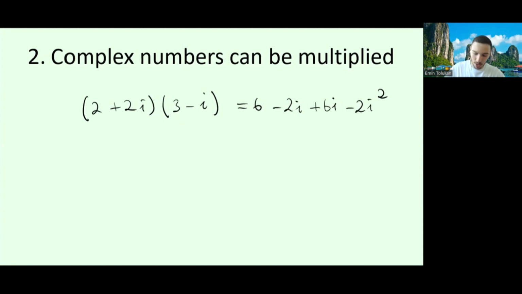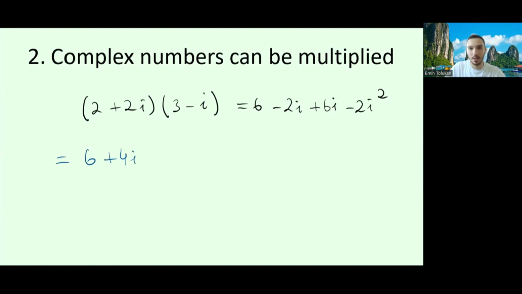Next, we need to simplify all of that, because on the SAT, you will always have to provide the simplest possible answer, or the most simplified form of an equation or expression. So let's take a look here. We have 6 minus 2i plus 6i. These are like terms, and we can simplify them. This gives us 6 plus 4i, then minus 2i squared.